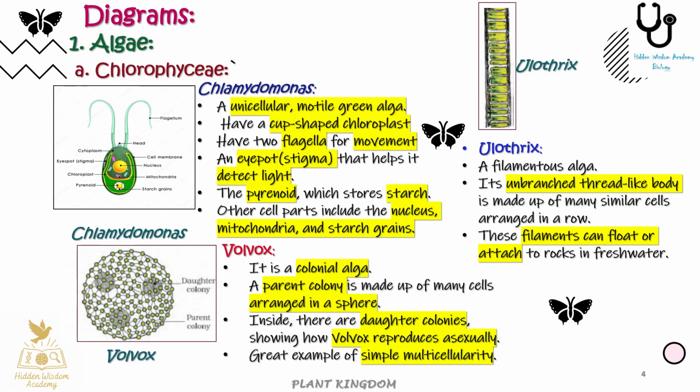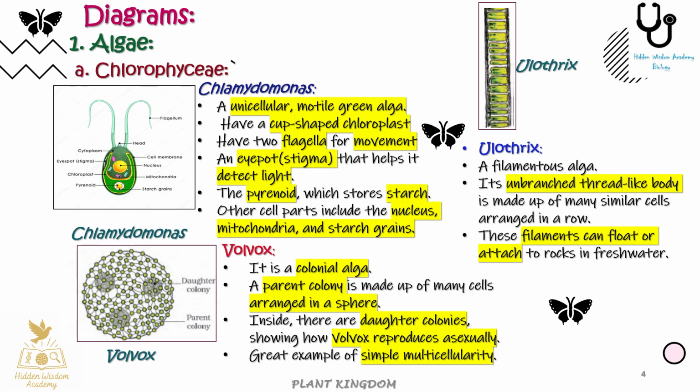Let's look at some important diagrams from the Chlorophyceae group of algae. First, we have Chlamydomonas, a unicellular, motile green alga. It has a cup-shaped chloroplast, two flagella for movement, and an eyespot that helps it detect light. You can also see the pyrenoid, which stores starch, and other cell parts like the nucleus, mitochondria, and starch grains. This structure shows how even a single-celled organism can be complex and efficient at photosynthesis.